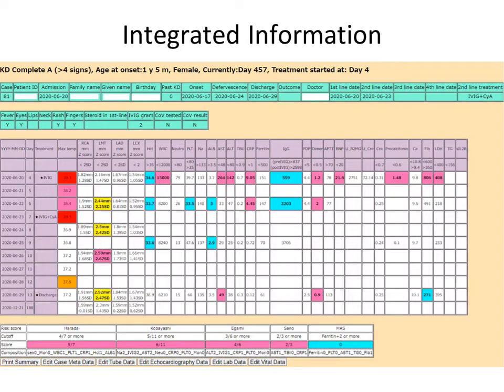She was 1 year and 5 months at the onset. The treatment was commenced at 4th day of illness. Additionally, IVIG and cyclosporin A were administered on day 7. She was discharged on day 13.